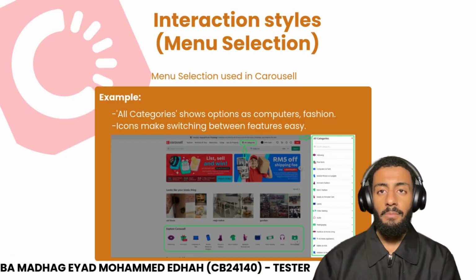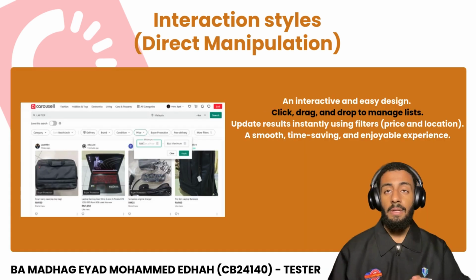page. In Carousell, menu selection styles make browsing easier with clear categories, for example all categories and button icons for quick feature switching, reducing errors and saving time. Carousell uses a direct manipulation style to make buying and selling simple. Users can click, drag or scroll to browse or update products easily. Filters like price and location update results instantly, making it faster and enjoyable for everyone.